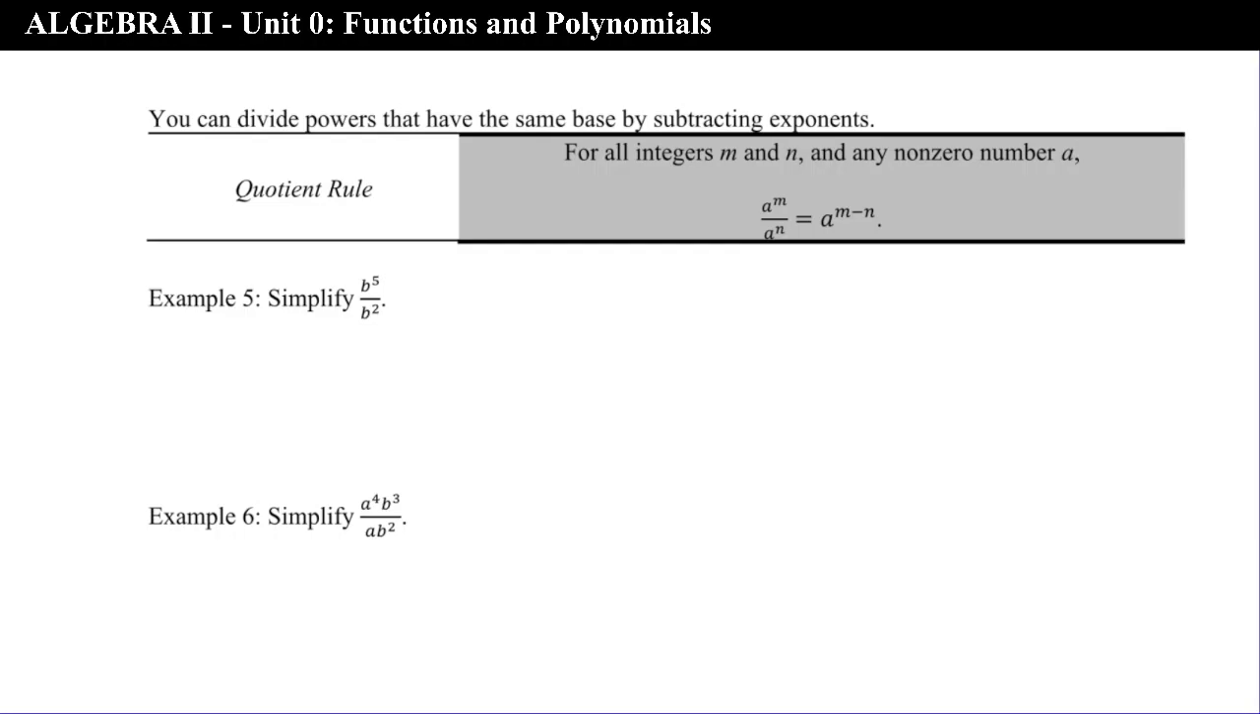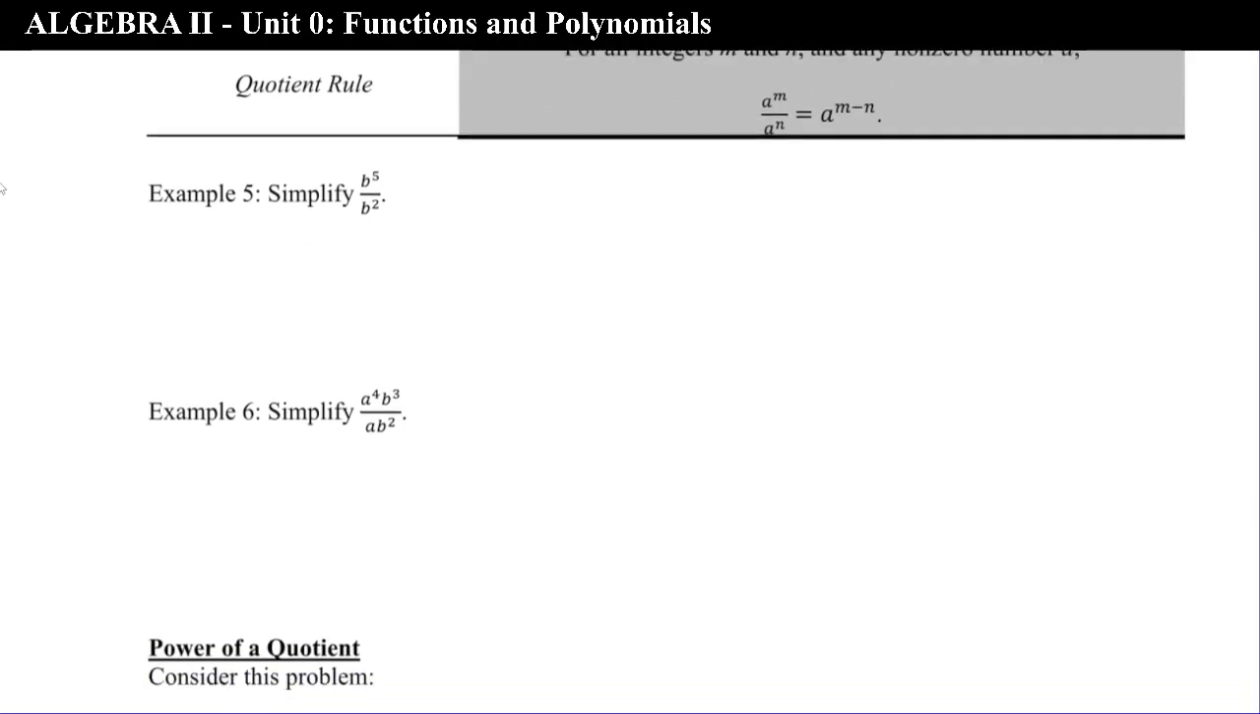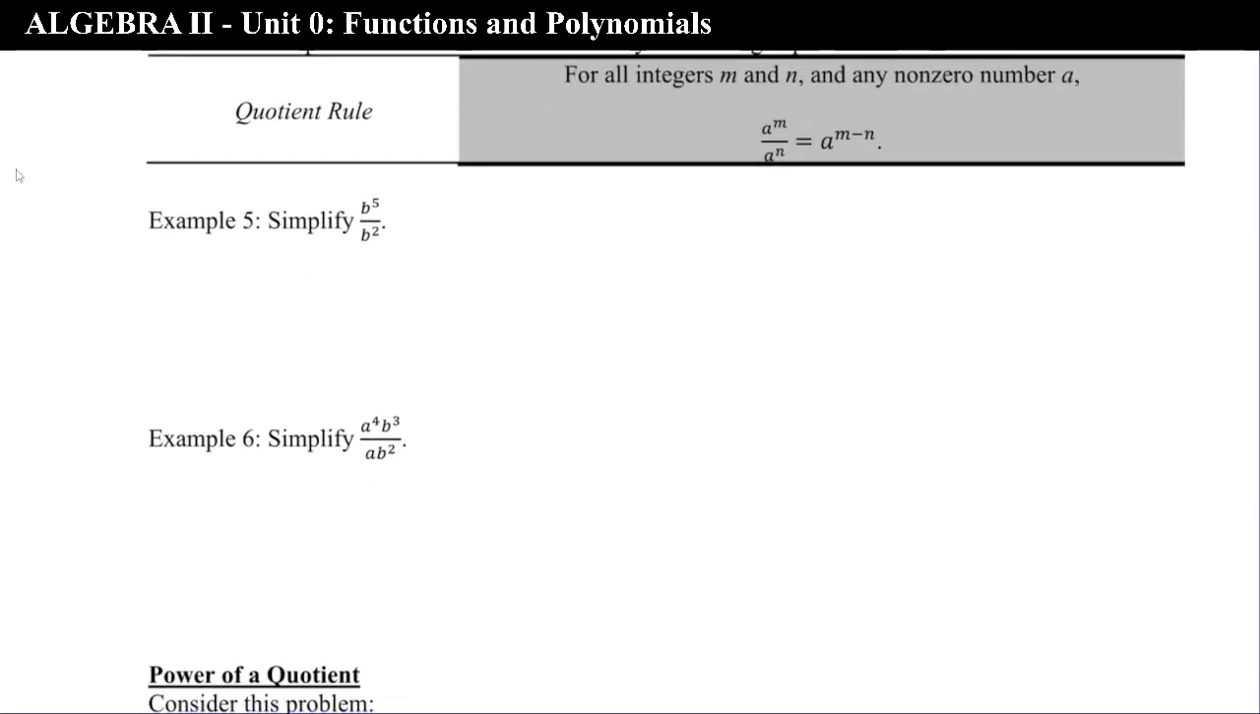For all integers m and n, and any non-zero number a, and a needs to be non-zero because we cannot divide by zero, a to the m divided by a to the n equals a to the m minus n. So let's do a couple of examples using this rule. Let's simplify b to the fifth over b squared. Well, b to the fifth over b squared is simply b to the 5 minus 2, and so that gives us b cubed, and that's our answer.